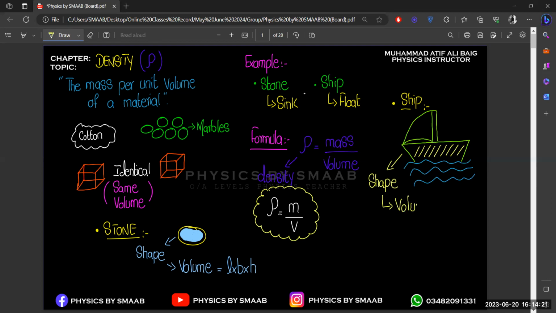Volume is the product of length, breadth, and height. So now you know that if we compare both the stone and the ship, which example contains the largest volume, a ship or a stone?